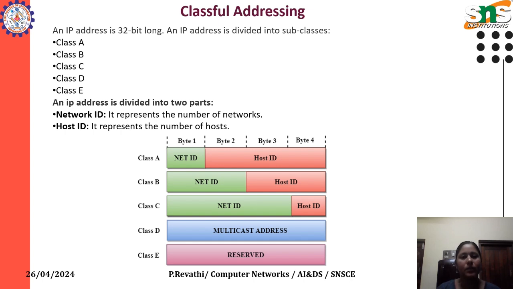Classful addressing. An IP address is 32 bits long. An IP address is divided into classes: Class A, Class B, Class C, Class D, Class E. An IP address is divided into two parts: Network ID and Host ID. Network ID represents the number of networks. Host ID represents the number of hosts.